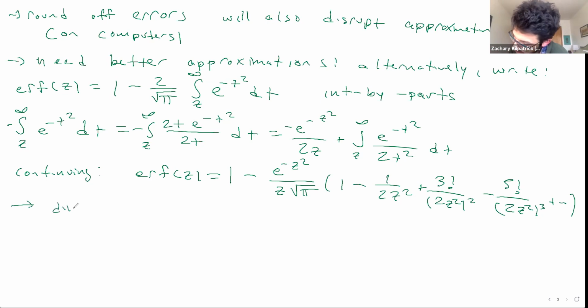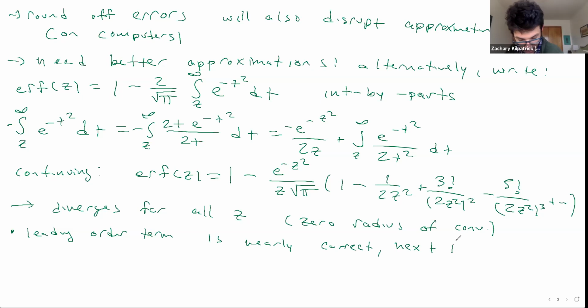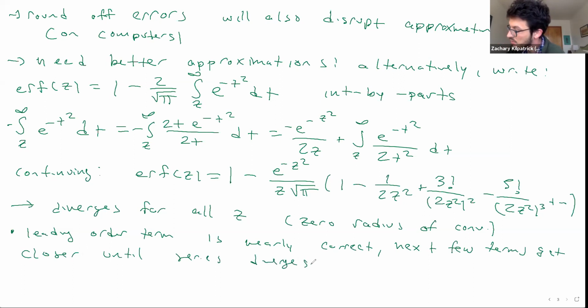But let me point something out. This series, okay, it diverges for all z, okay? So if I carry this out to all of the terms, right, my radius of convergence is 0, okay? And you can see that you would expect it to get worse, especially as z goes to 0, okay? But the thing is that the leading order term is sort of nearly correct, and the next few terms, okay, get closer until the series diverges, right?